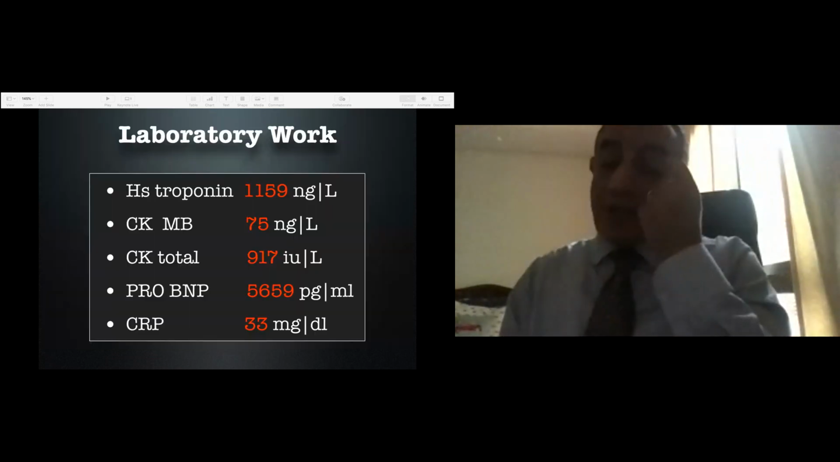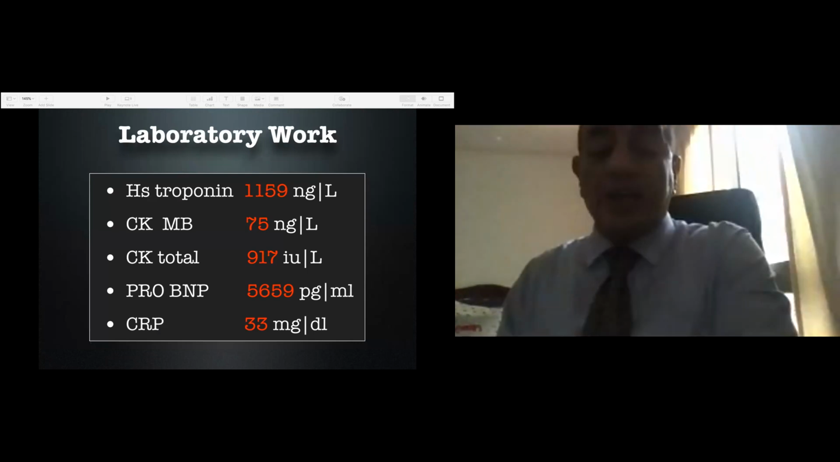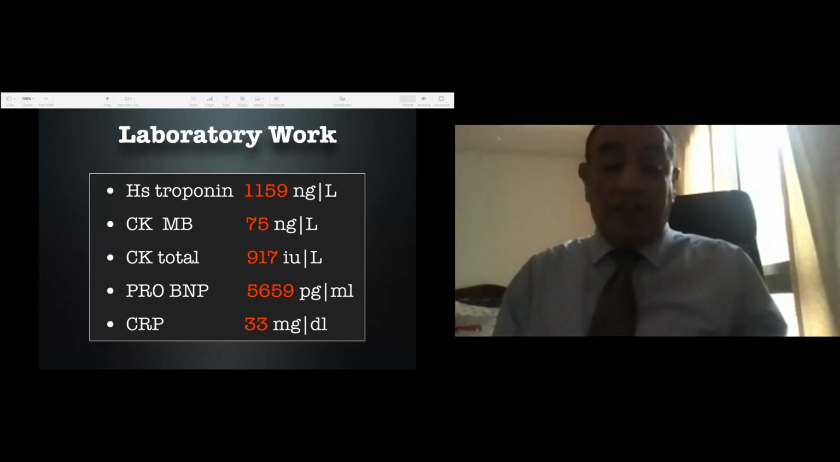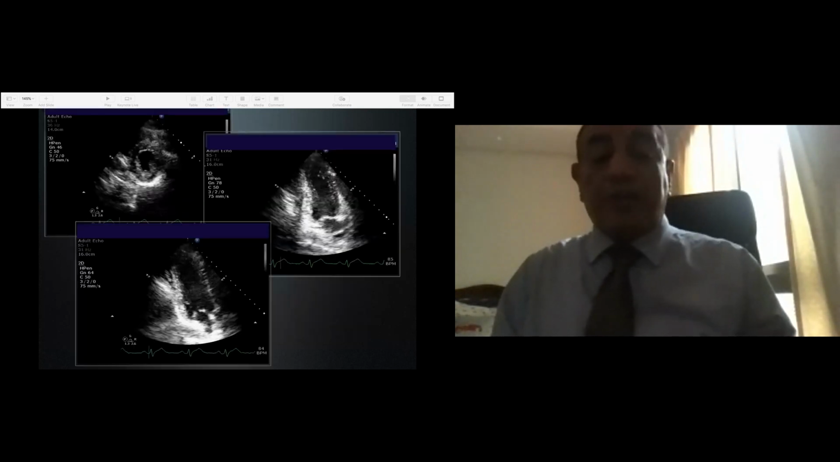Cardiac enzymes done because of the chest pain and ECG change, and you can appreciate here significant elevation of high sensitivity troponin, 1,500, CKMB, significant elevation 75, and the pro-BNP significantly elevated 5,659, and you can appreciate the marker of infections here. CRB showed 33 milligram per deciliter.